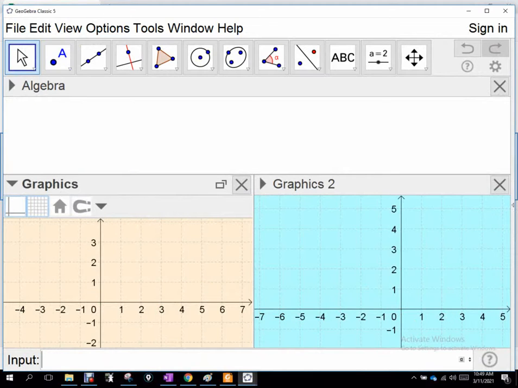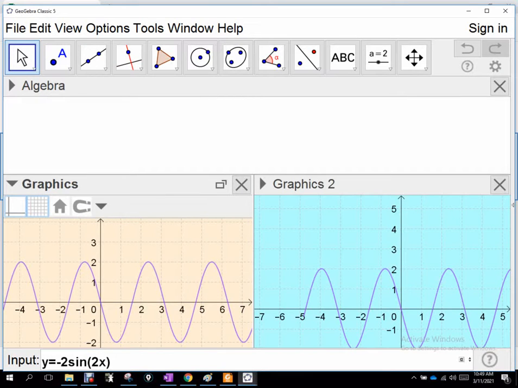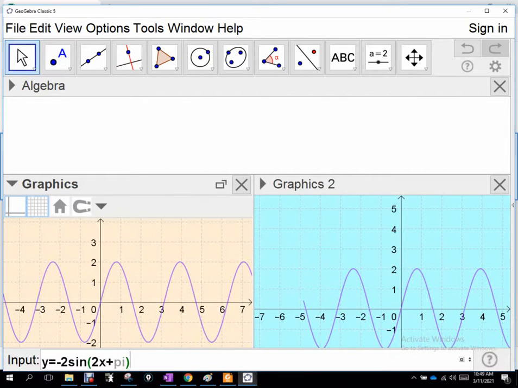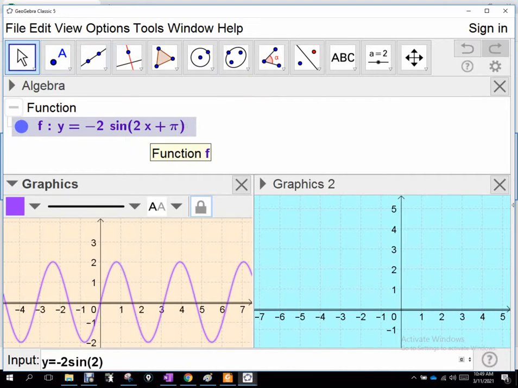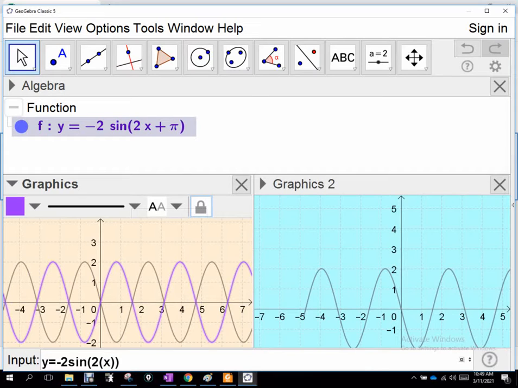If I go y equals, let's go -2 sine of 2x plus pi. Okay, that graph right there. If I were to rewrite this as y equals -2 sine, I'm going to pull the 2 out of this. So when I say pull the 2 out, I'm factoring a 2 out. So if I factor a 2 out of 2x, what am I left with? X. If I factor a 2 out of pi, what am I left with? Pi over 2.